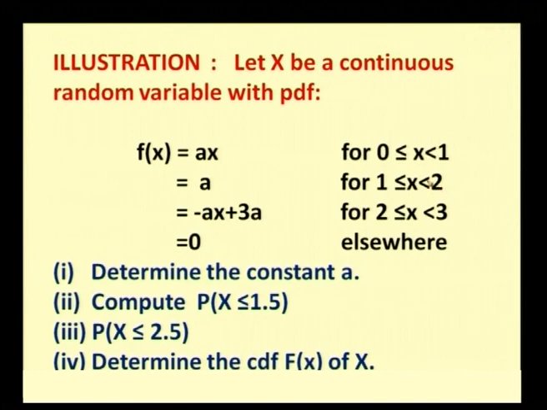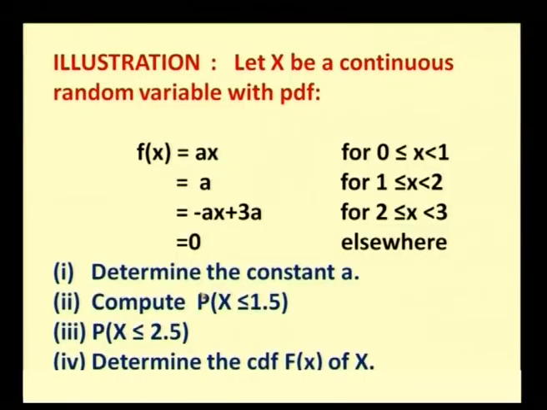Okay. So, now f of x is defined as ax for 0 to 1, a for 1 to 2, minus ax plus 3a for 2 to 3, and in all the other intervals except 0 to 3 it is 0. First of all, as usual, you have to find the constant a and then compute the probability P of x less than or equal to 1.5, x less than or equal to 2.5, and determine the CDF F of x. We have dealt with the two continuous random variable illustrations.